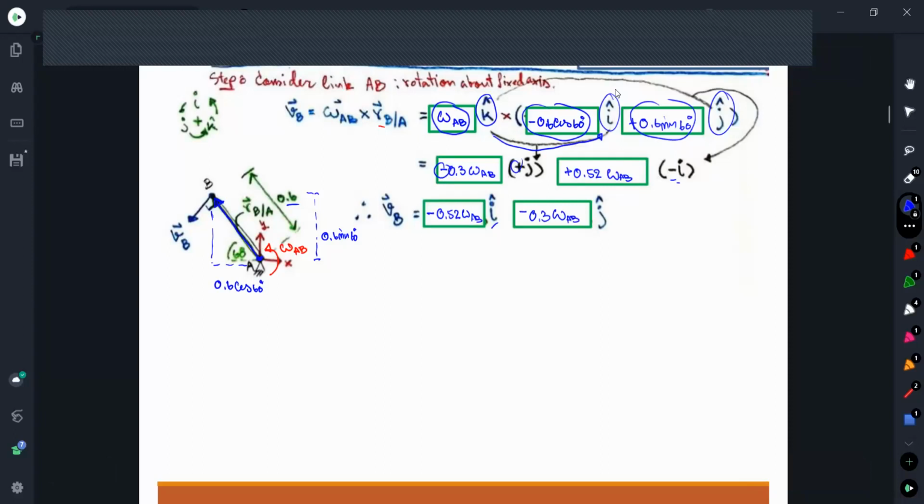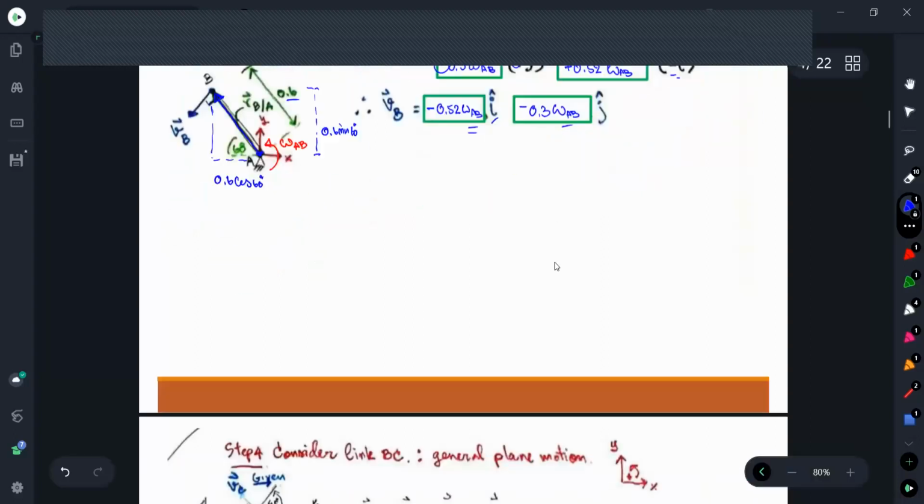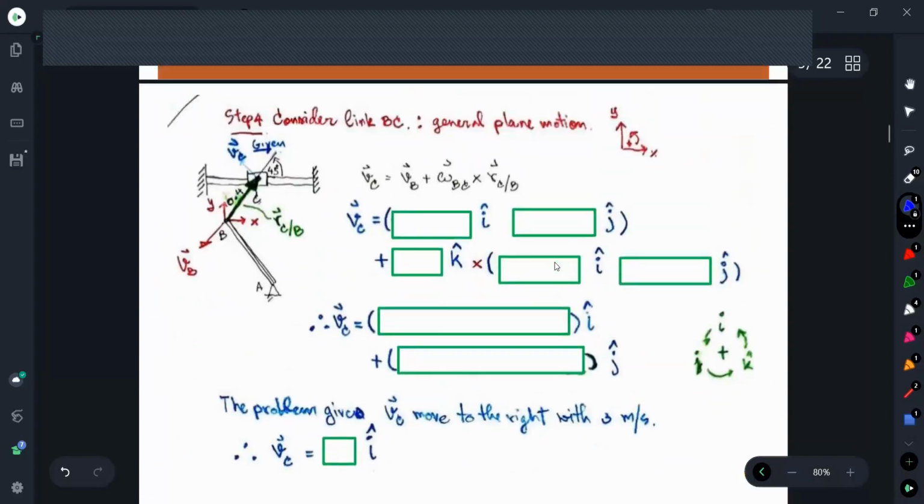It has omega AB as the unknown. We leave it first for this step. We may leave it because it is the unknown now. But if we know VB in vector form, we can solve for omega AB at this step. But at this moment, we don't know, so we leave it and go to the next step.